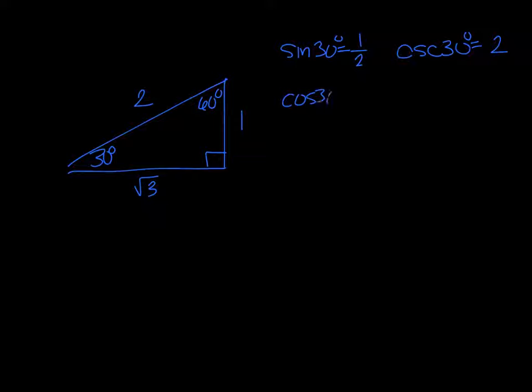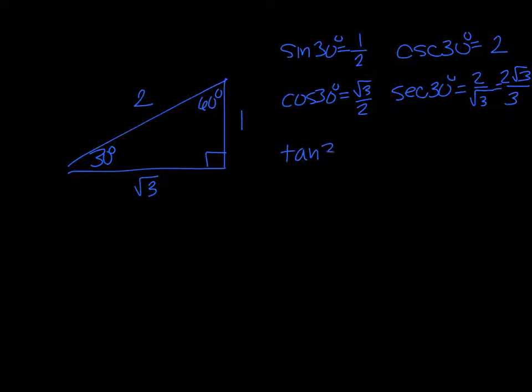Cosine of 30 degrees is adjacent over hypotenuse. And then secant of 30 degrees is hypotenuse over adjacent. I have to rationalize, and we get 2 root 3 over 3. Tangent of 30 degrees is opposite over adjacent. I have to rationalize that, so we get root 3 over 3.